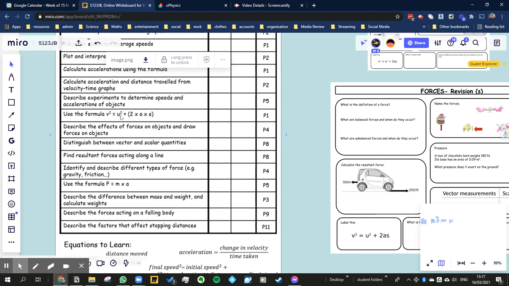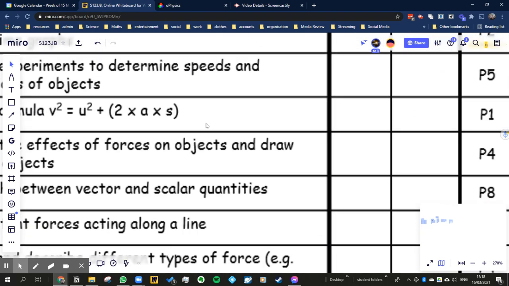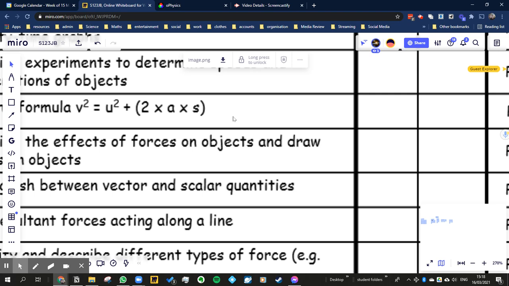This is a formula a lot of people get very scared by. It's not as scary as it looks. The V stands for final velocity. The U stands for initial or starting velocity. And then you've got A for acceleration, and S is actually displacement, very similar to distance. So what it's saying is, if you could rearrange this, let me just show you how I would rearrange it so it makes a little bit more sense.